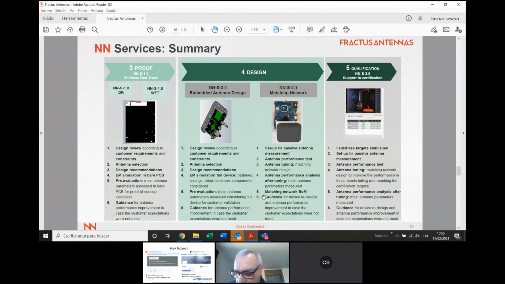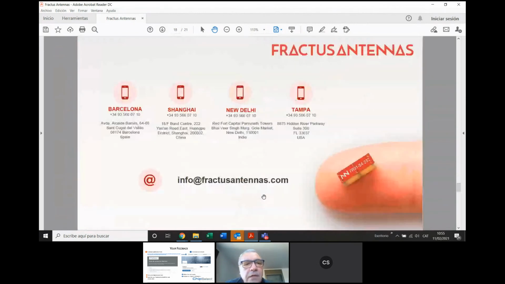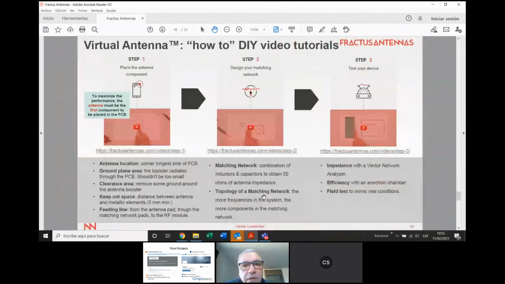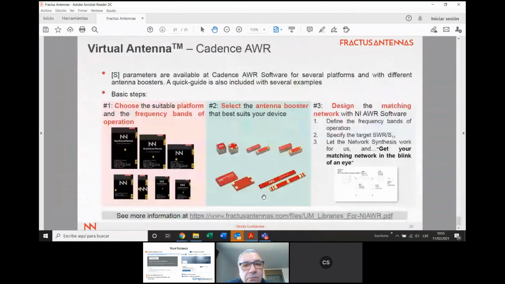Olivier, one last comment. In the presentation, I added some backup slides where you can see some video tutorials on our website, do it yourself, an explanation of the concept of matching network, and also we have collaboration with some software companies like Cadence, where they have incorporated our antennas in their libraries, and then you can make the schematic, taking into account the antenna as an electronic component. You can download it in your schematic, and you can run it and have a first bill of materials of the matching network.